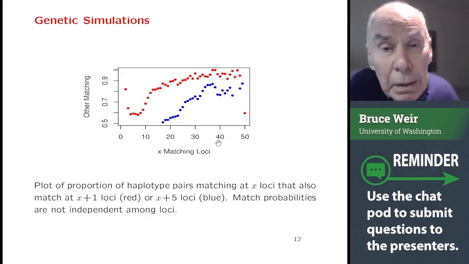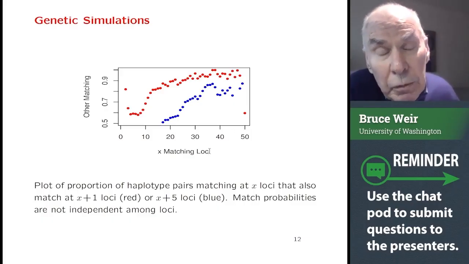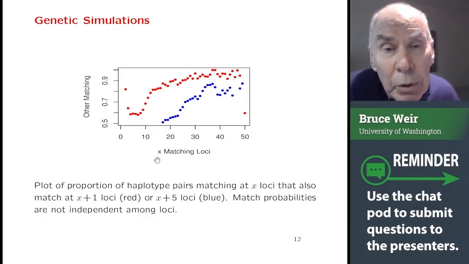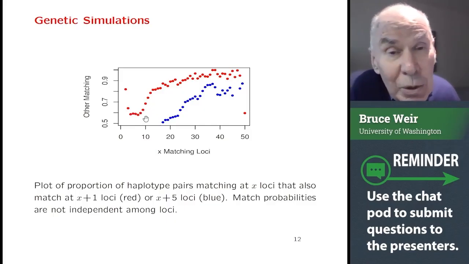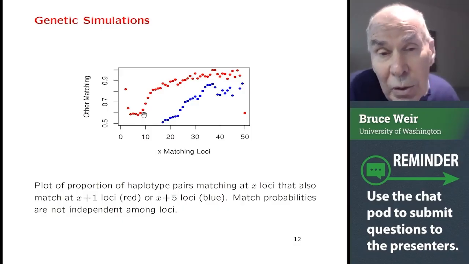So what we've done here, with the same set of simulated data, we looked at all the haplotypes that matched at, say, 10 loci, and asked what fraction of them also match at 11 loci. So they match at 1 more. So this is this value here, and it's about 60%. So if you've got 2 haplotypes that match at 10 loci, this is a 60% chance they'll match at 11. And this increases. It's a bit noisy. We need to do more simulations, but it's going up.